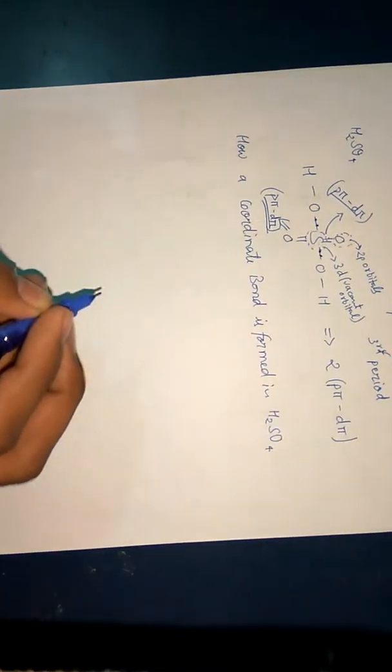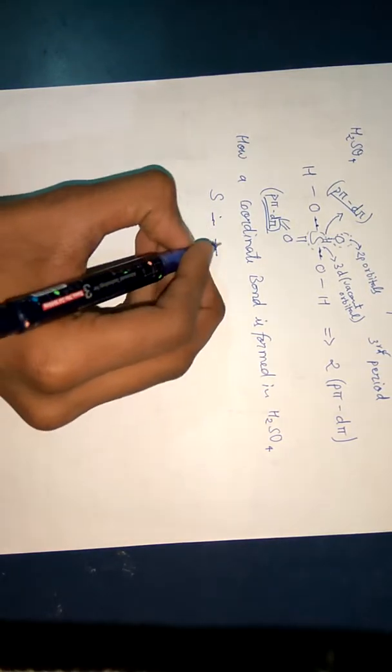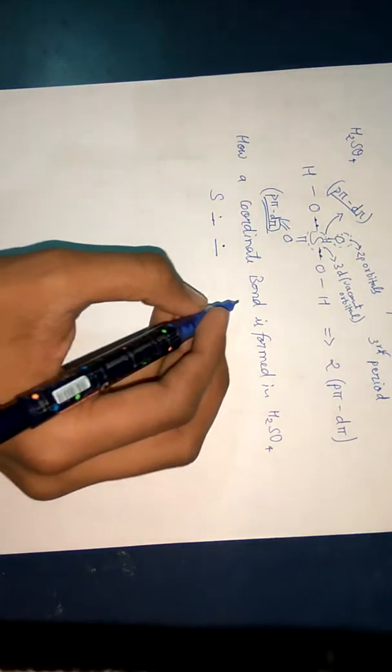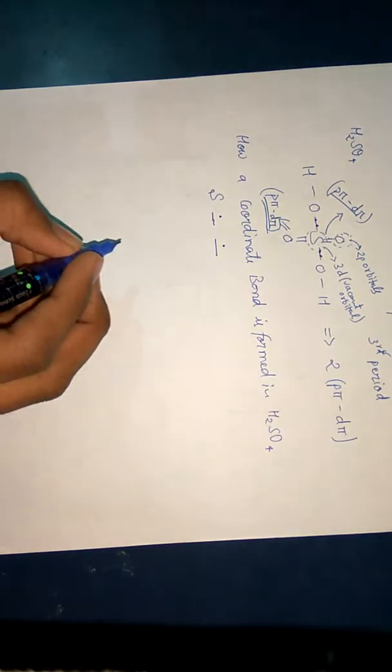Okay, let's take sulfur. Sulfur needs two more valence electrons, two more electrons to complete its noble gas electronic configuration, as we have already read in valency.